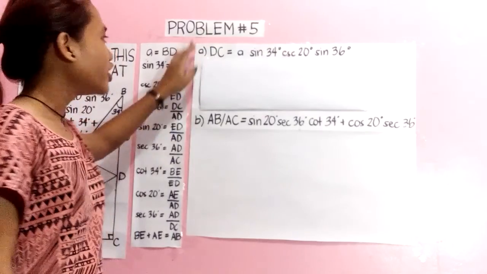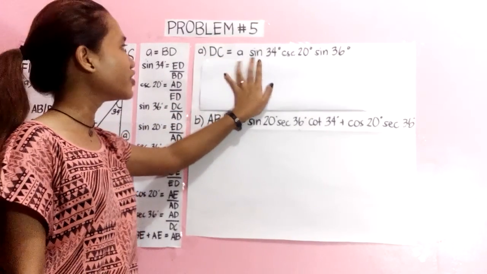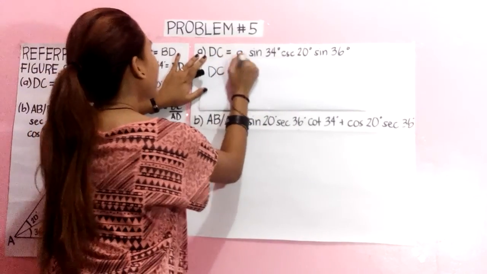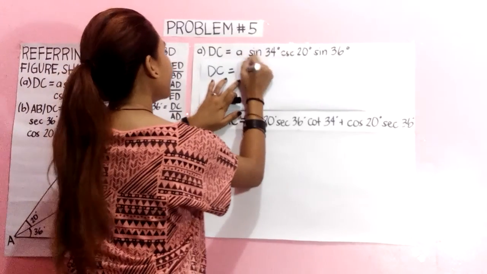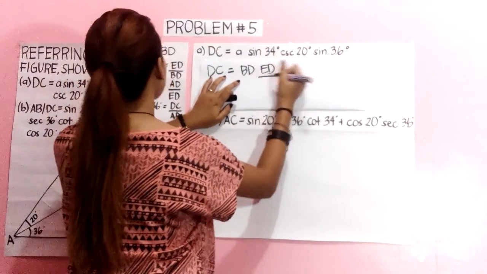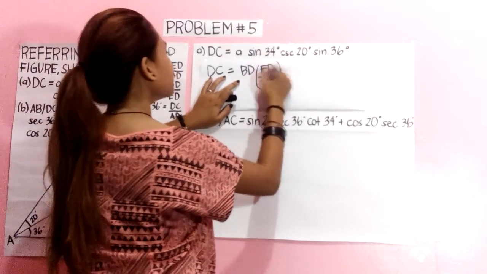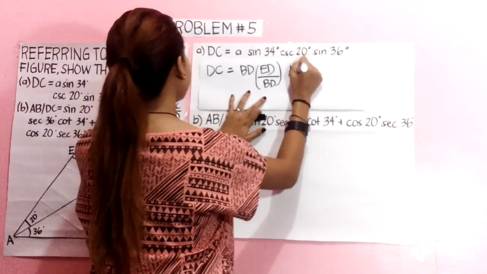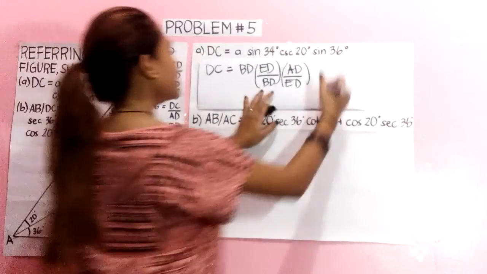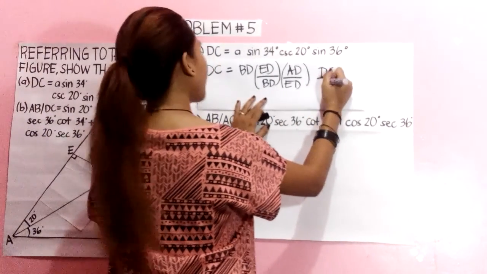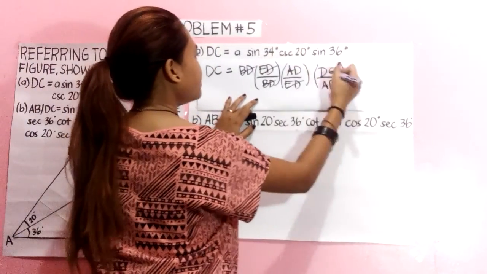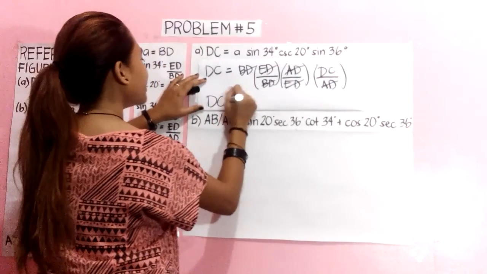So, first, we need to solve A, DC is equal to a sine 34 degrees cosecant 20 degrees sine 36 degrees. A is equal to BB. Sine 34 degrees is equal to EB over BB. Cosecant 20 degrees is equal to AB over EB. And sine 36 degrees is equal to DC over AB. And cancel. So DC is equal to DC.